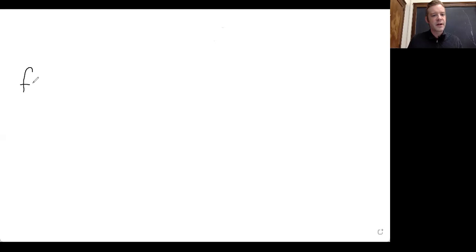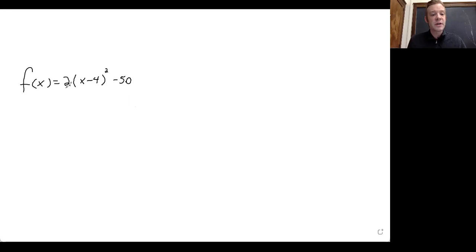Let's have f of x equals 2 parentheses x minus 4 in parentheses squared minus 50. And this is just the same as the vertex form that we have seen before.